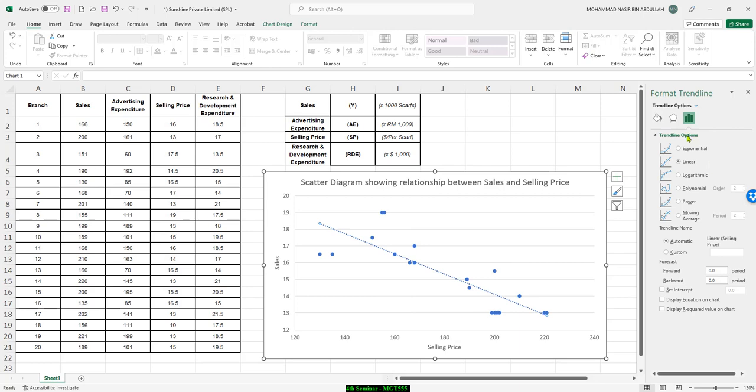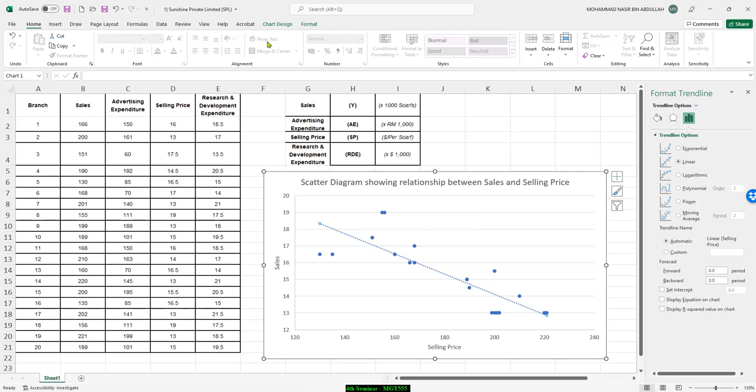So trend line dekat sini dia ada banyak lah. Macam tadi kita tengok, dia ada exponential, linear, logarithm, polynomial, power and moving average. But we are going to focus on linear lah. So kita letak linear dekat sini.